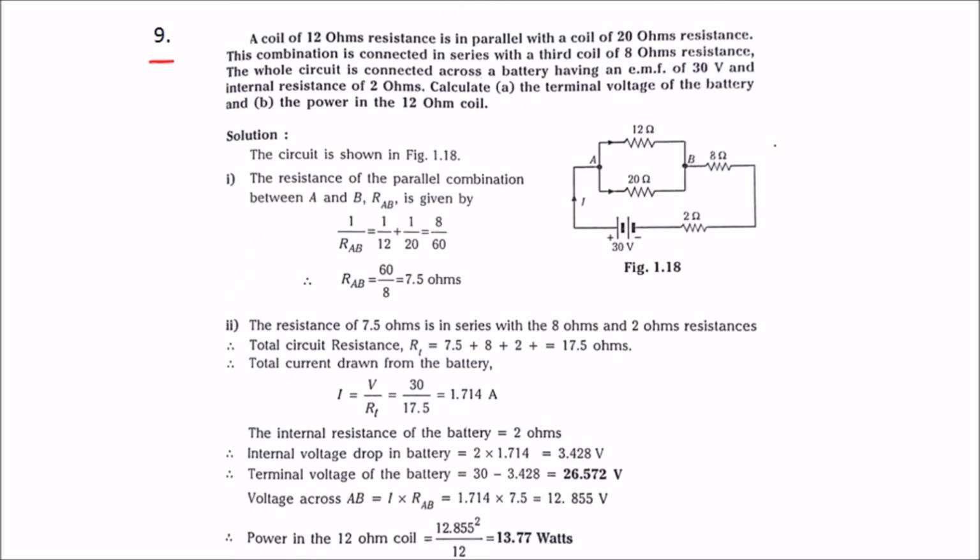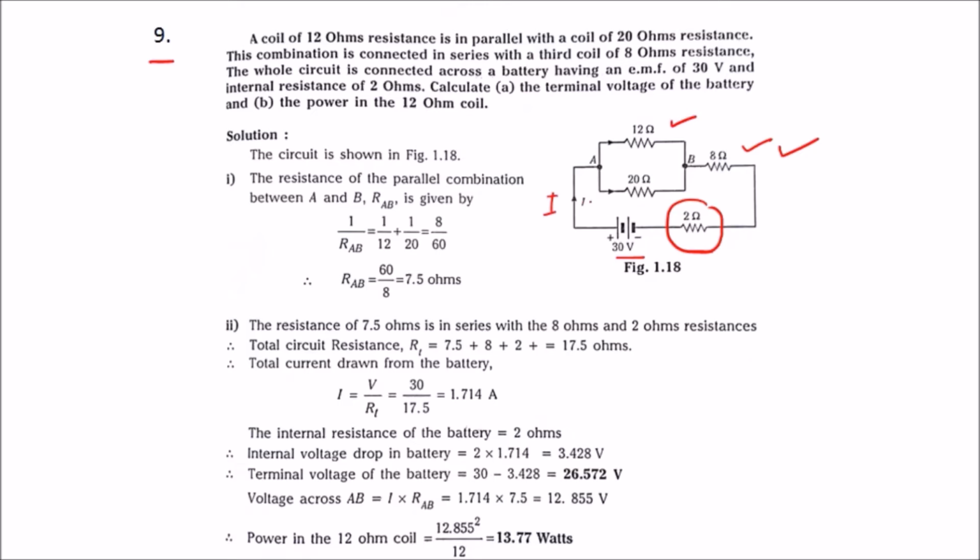This is the circuit where the 12 ohm and 20 ohm resistances are in parallel, and this combination is in series with the 8 ohm. This 2 ohm is the internal resistance of the battery with the supply voltage of 30 volts. This is current I. First we need to find the terminal voltage. Terminal voltage is nothing but the supply voltage minus the voltage drop of the internal resistance. To find the voltage drop across this resistance, we need the value of I.